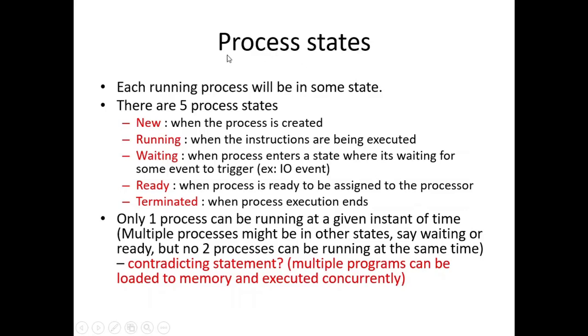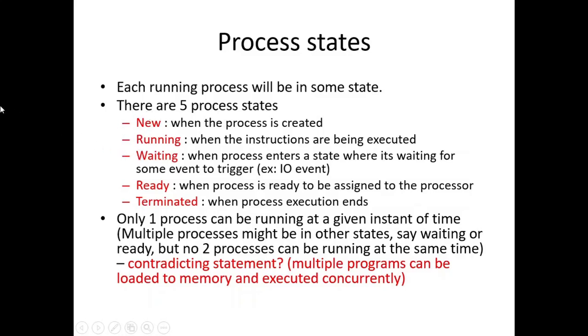So here we'll talk about the various states which a process can go through. Every process will be in some kind of state. Whenever you double click a program, it becomes a process. That process would be in any one of these five states. It can be in a new state, running state, wait state, terminated state, or ready state. Whenever the process is created, we say that it is in the new state.